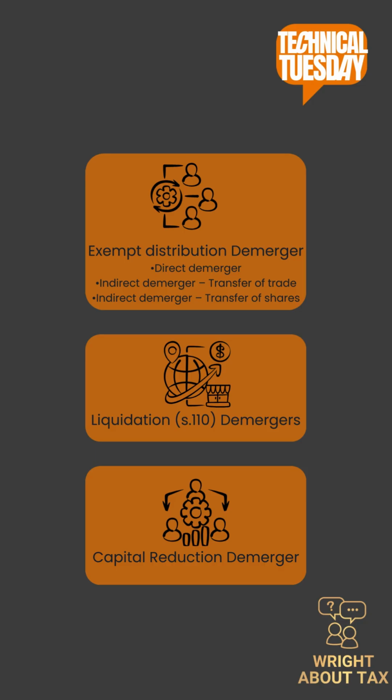That then leads us on to two different types of demerger that both rely on a scheme of reconstruction. And a scheme of reconstruction is laid out in Schedule 5AA of TCGA. You've either got a capital reduction demerger or a liquidation demerger. Liquidation demergers are sometimes called Section 110 demergers because they rely on the Insolvency Act, Section 110.